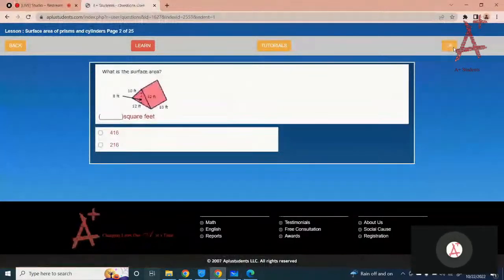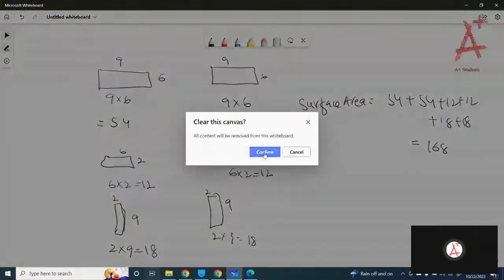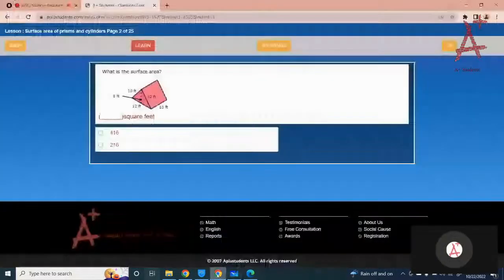Okay, what is the surface area? Now you have a triangular prism. You have to find the surface area of the triangular prism. So let's start finding the surface area of the triangular prism. Okay, so we have to start finding surface area by the faces. So let's start with the front face, this one. Got it? 8 feet, 12 feet, and 8 feet.